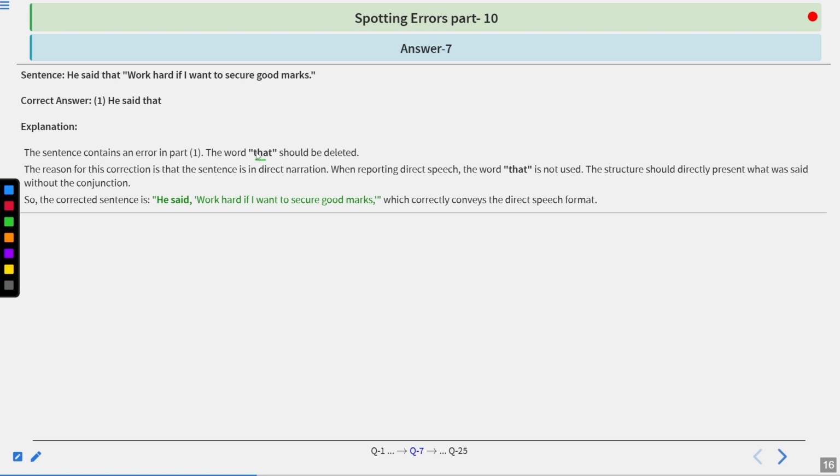The reason for this correction is that the sentence is in direct narration. When reporting direct speech, the word that is not used. The structure should directly present what was said without the conjunction. So the correct sentence is he said, work hard if I want to secure good marks, which correctly conveys the direct speech format. Let's move to the next question.